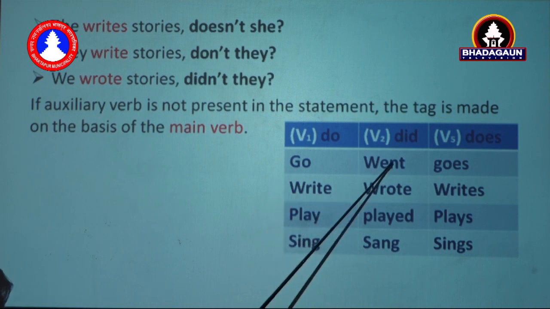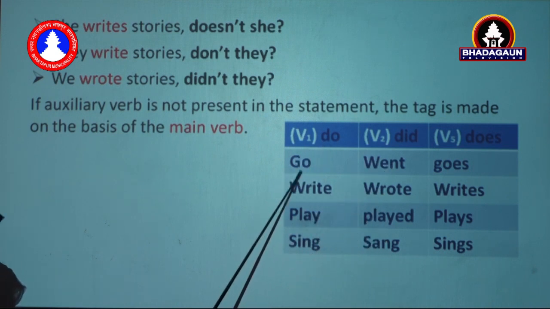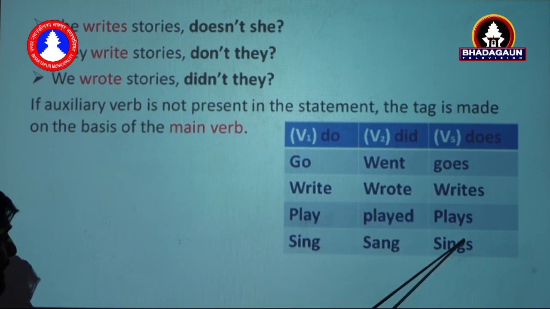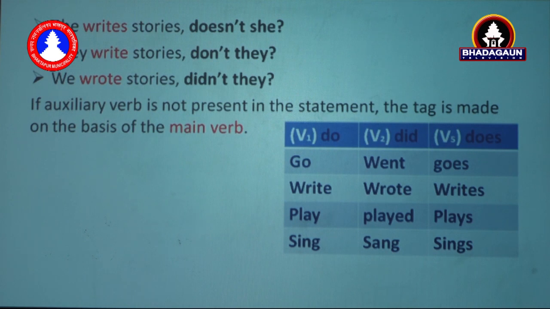Verb 1 is the pure form, then verb 2, right? So if verb 1 is present in the statements, use do to add the tag. If verb 2 is present, use did to add the tag. If verb 5 is present, use does to add the tag. So again, we have more examples.